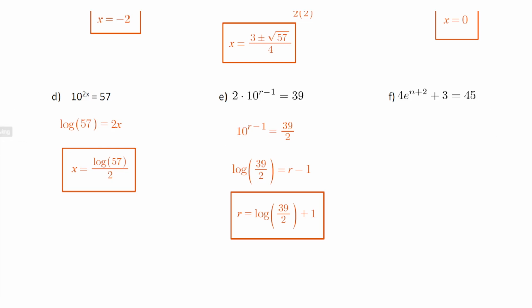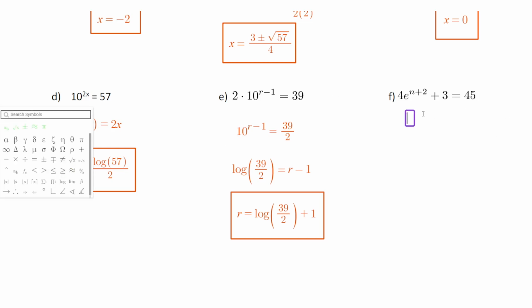Letter F. We will start this problem by subtracting 3 on both sides. So I'm going to get 4e to the power of n plus 2 equals 42. Then I'm going to divide both sides by 4. Again, I don't get this clean division. Geez, who wrote these problems? 42 over 4. I can reduce this because both of these are even. They're still divisible by 2. So this could be simplified to be 21 over 2.